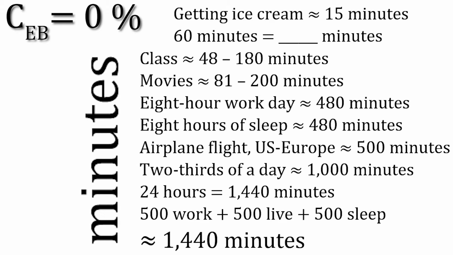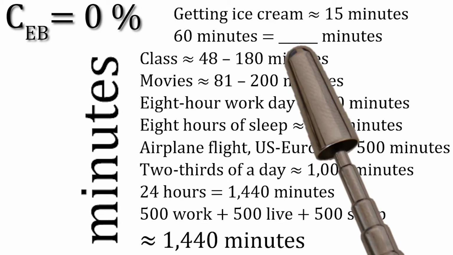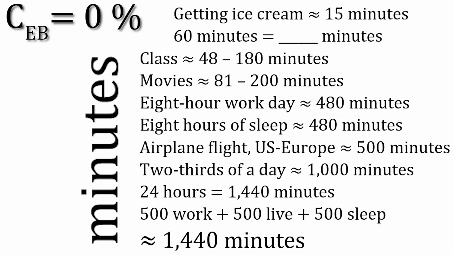So, getting ice cream takes about 15 minutes. A typical class is 48 minutes, 50 minutes, 60 minutes, 100, 108, 110, or 120 minutes. 180 minutes would be a really long class. The shortest movies are 90 minutes. The original Toy Story is 81 minutes. The longest movies are 180 minutes. Godfather 2, Lord of the Rings, and Schindler's List were each approximately 200 minutes long.